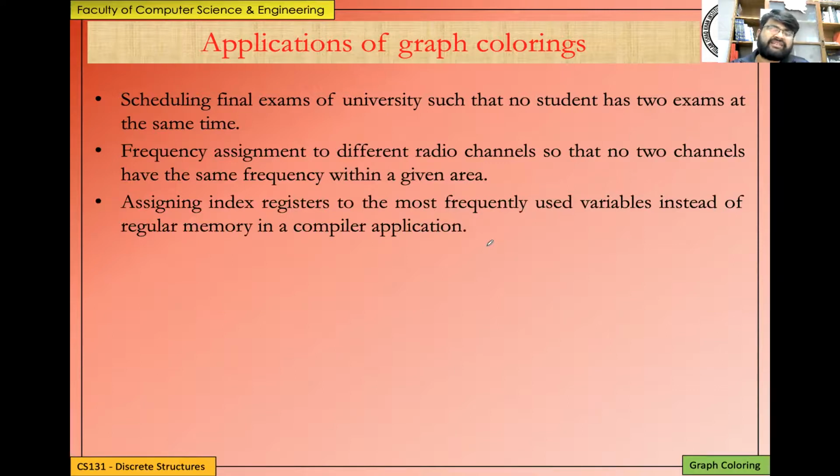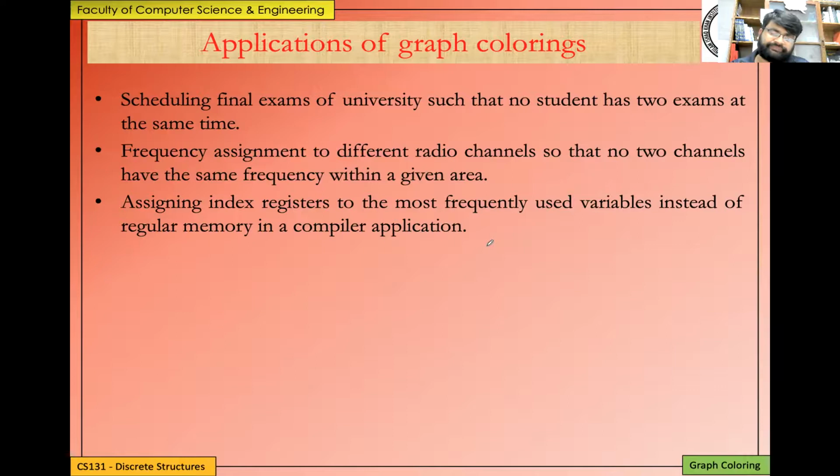Similarly, assigning index registers to the most frequently used variables instead of regular memory in a compiler is another application. You're not going to study compilers probably, not as a course at least. You have studied compilers in C++. You have a bit of an idea of what a compiler does, really, more than what it is. You know what it does.